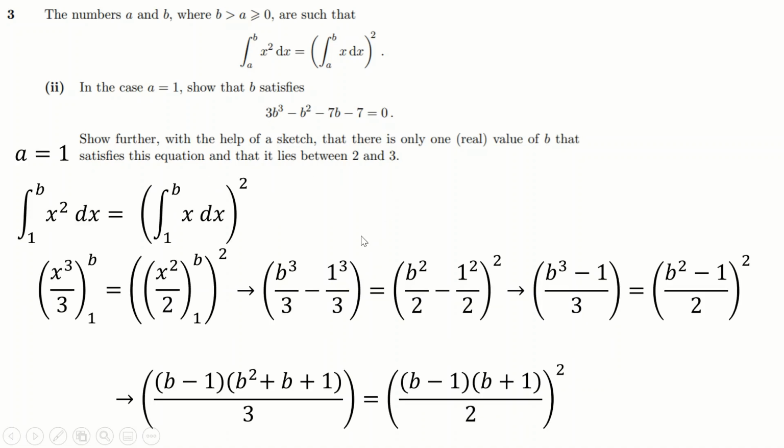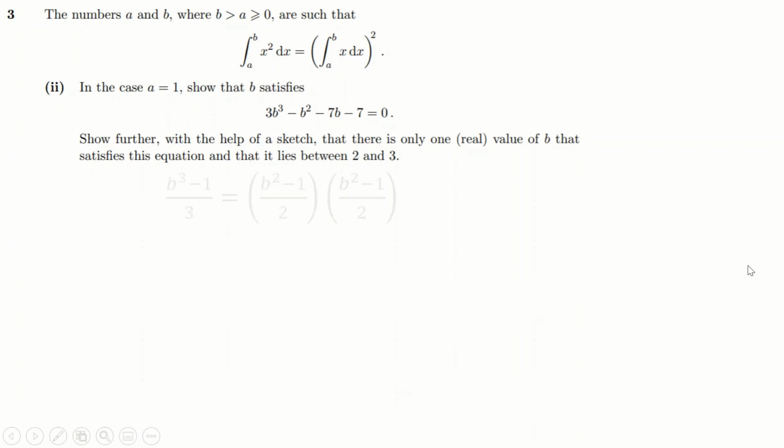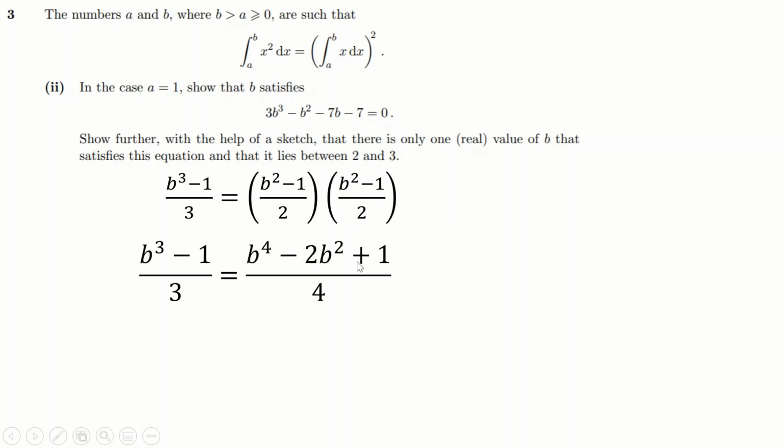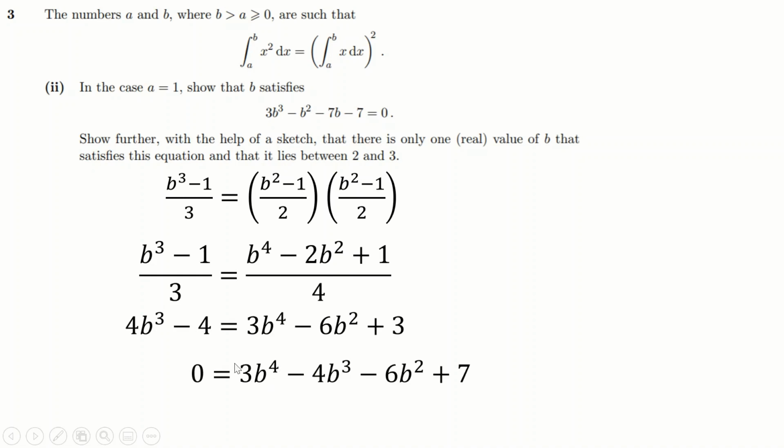So b squared minus 1 over 2 all squared is just this bracket times itself. That's what squaring is. So that's going to be that there. So let's expand that out. So obviously this is going to be a 2 on the bottom, but this is b to the 4 minus b squared minus another b squared plus 1. So that's going to make that. And now I can cross multiply, right? And I can rearrange to end up with a quartic.